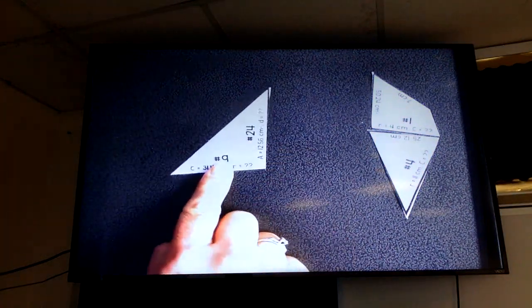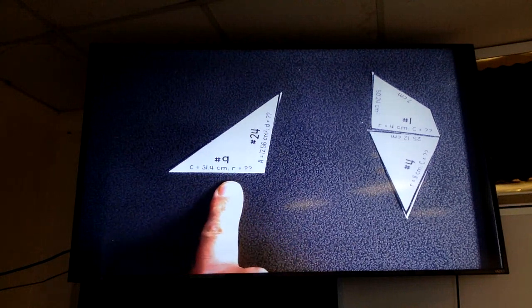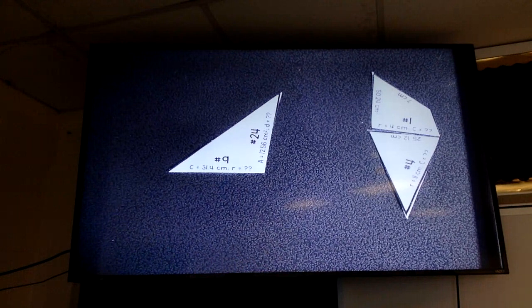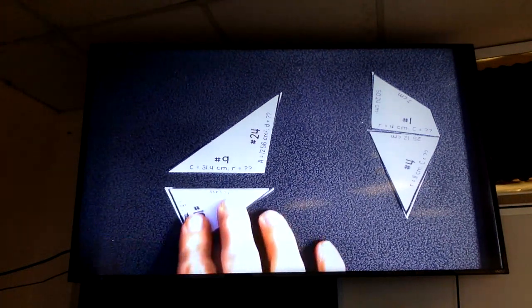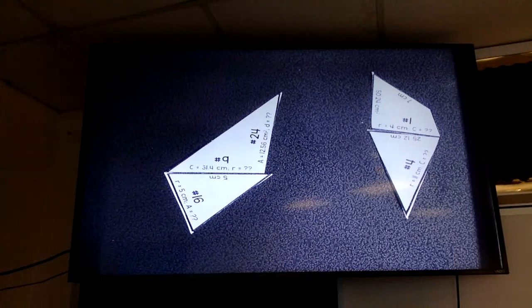Now let's try another one. We did question number 9 together. So here's question number 9. And for our radius for that, we came up with the answer of 5. So I look, and there better be a piece with 5 on it. Oh, look, there is. There's my answer for 5. So I match them up.